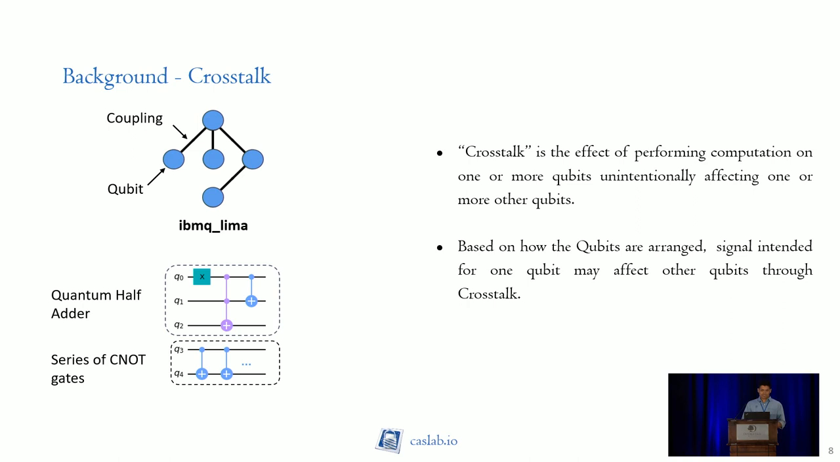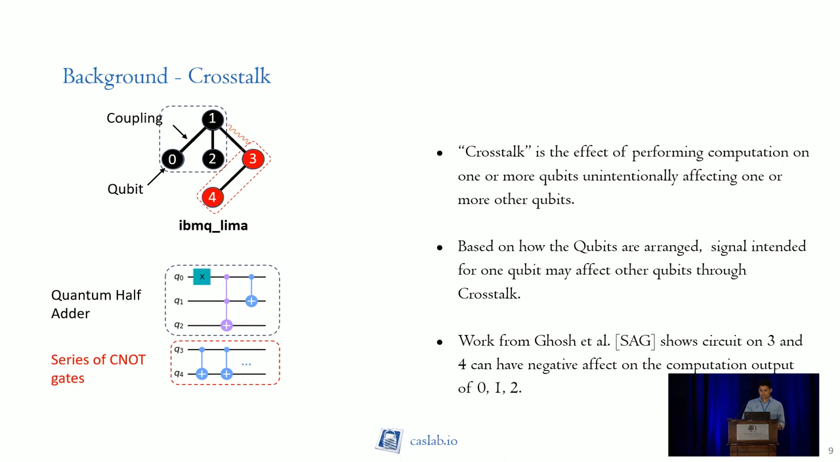On the top left is the coupling map for IBM Q Lima, and at the bottom is the quantum circuit that we want to run on this device. The first three qubits, Q0, Q1, and Q2, are a quantum half adder that we want to run, and then Q3 and Q4 are just a series of CNOT gates.